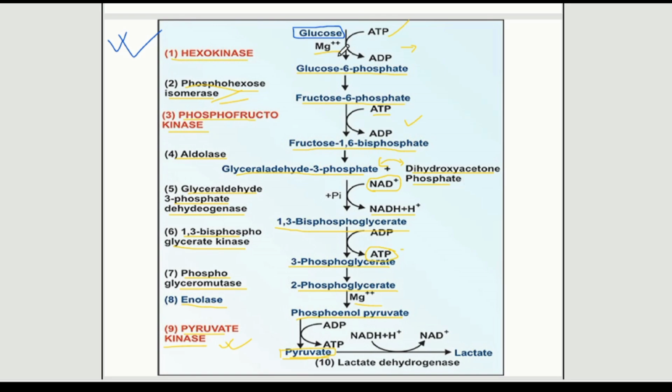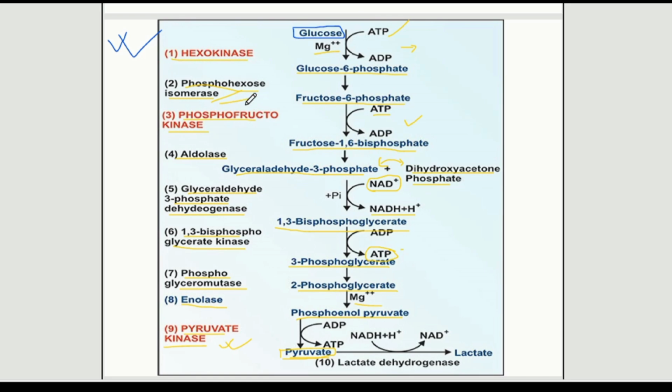So what we have to remember in glycolysis is the full steps of glycolysis with the enzymes, where the ATP is gained, where the ATP is used, and where NAD plus and NADH plus H plus are produced. Everything we have to remember.